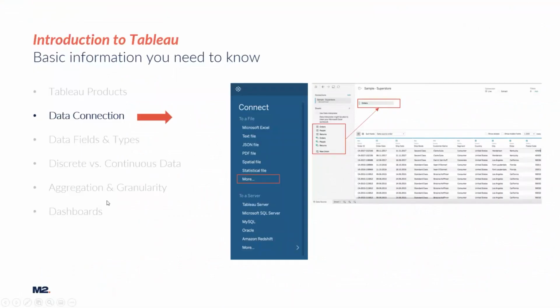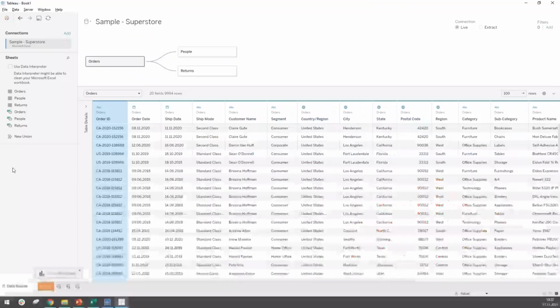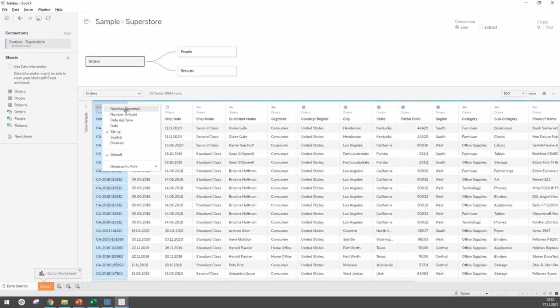So let's get back to the presentation. What are the types of data that Tableau offers us? As you saw in our workbook from Superstore, Tableau recognizes the type of data we have. For example, we can have a number, a date, a text or string, a geographical role, or a Boolean, true or false data.